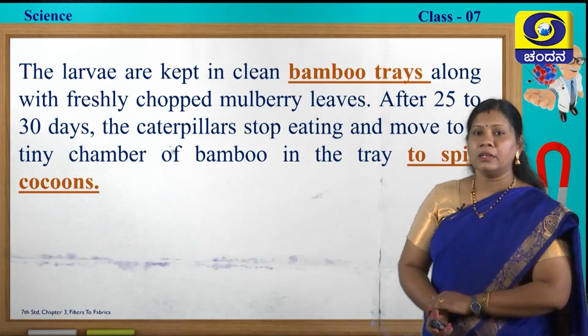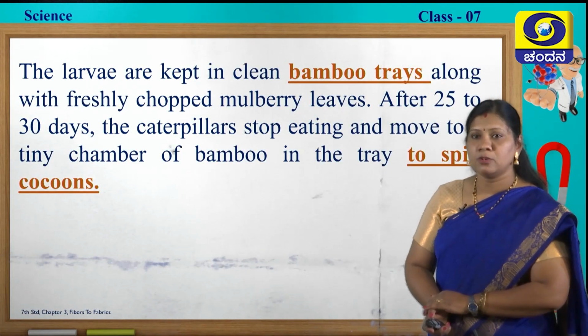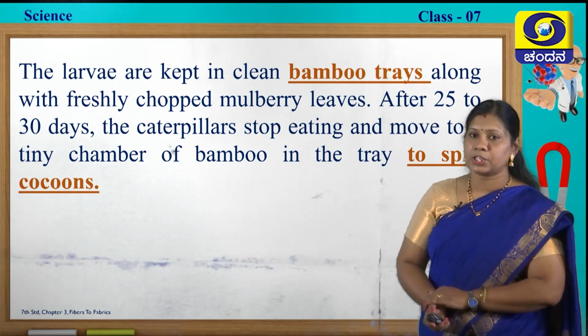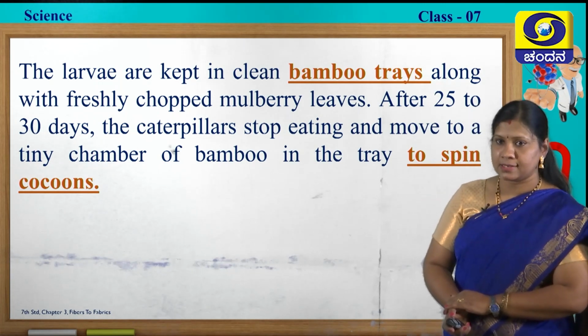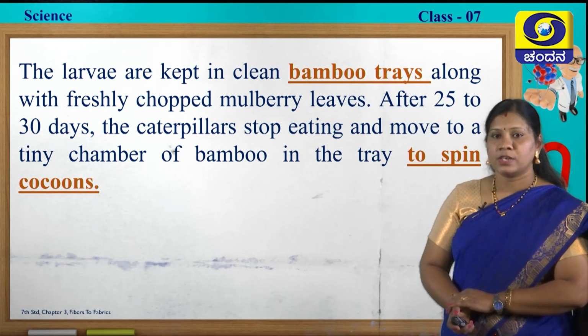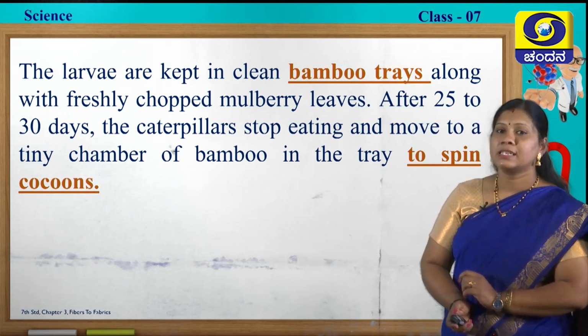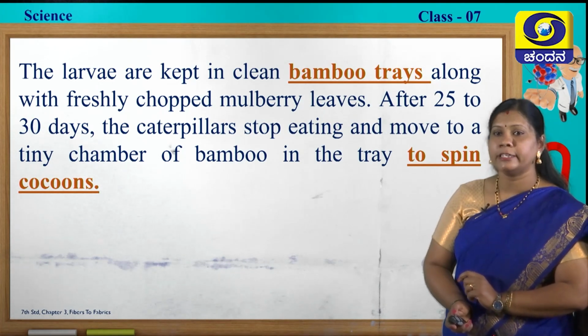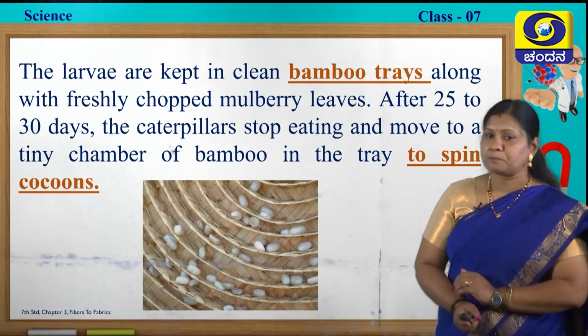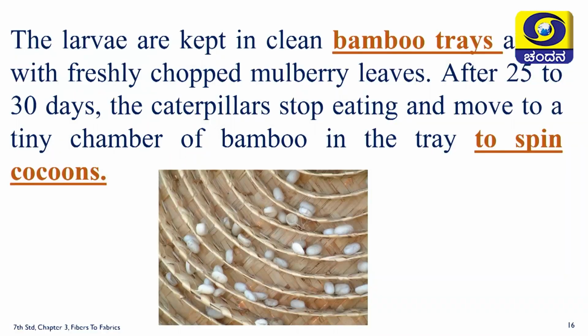Now, the larvae are kept in clean bamboo trays along with freshly chopped mulberry leaves. After 25 to 30 days, the caterpillars stop eating and move to a tiny chamber of bamboo in the tray to spin cocoons. This is how the farmer goes on with the procedure to extract the cocoon.